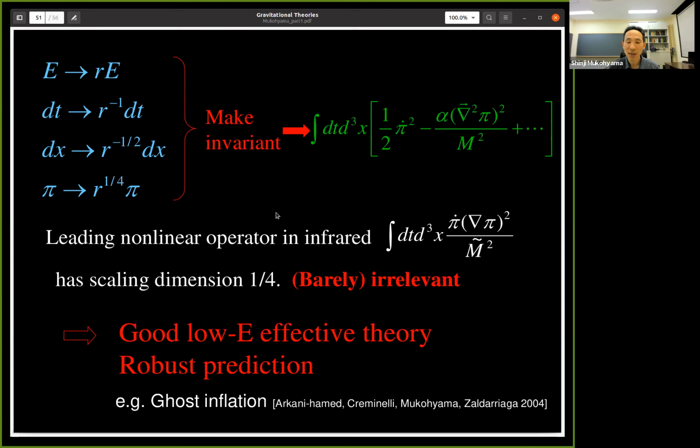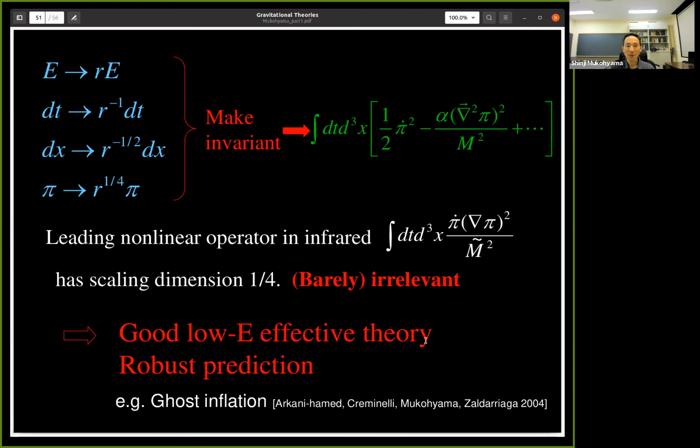We can do the same thing for any other operators here, and show that they have positive scaling dimension. So at low energy, they are not important. The reason why I wrote "barely" here is that this is not 1, not an integer, so the suppression is weaker, but still suppressed. So it's good. At low energy, we have good control of these terms, and we have a good low energy effective field theory.